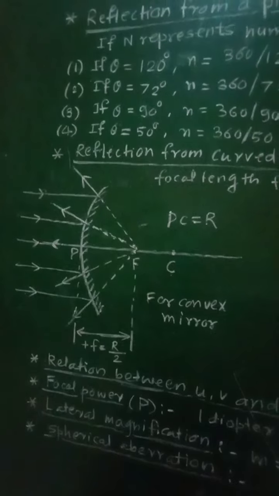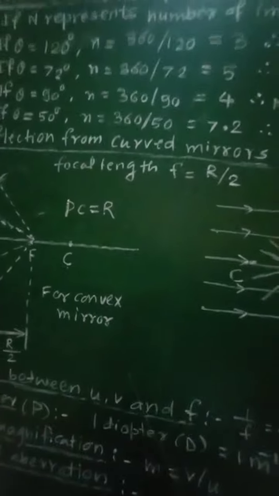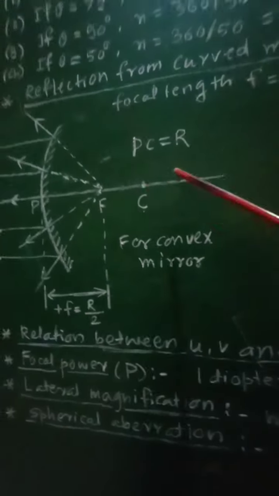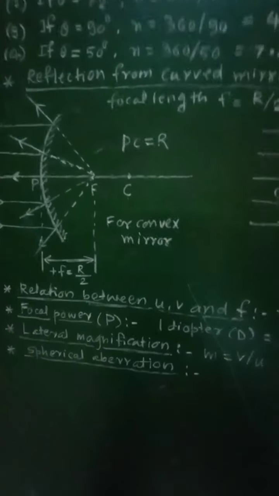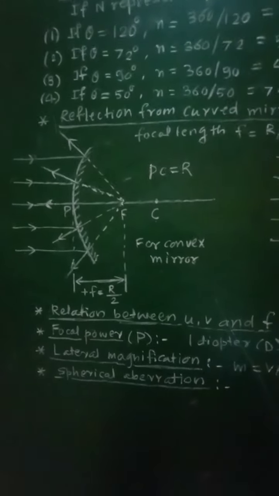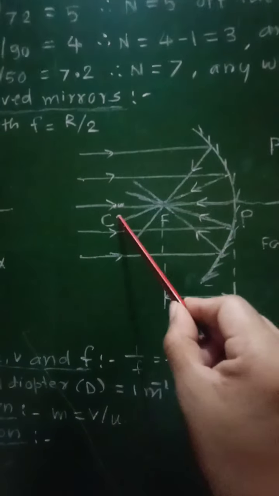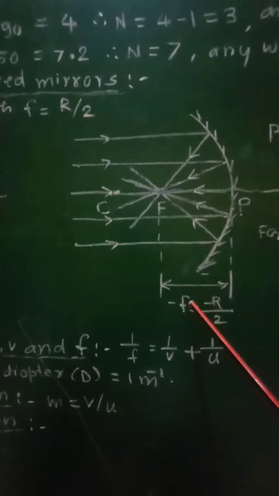Now the focal length of the convex mirror is considered positive because its radius of curvature will be positive, and therefore for a convex mirror the focal length will be considered positive. On the other side, for a concave mirror, this will be the radius of curvature CP, and this will be the focal length FP. Now this is taken as negative.